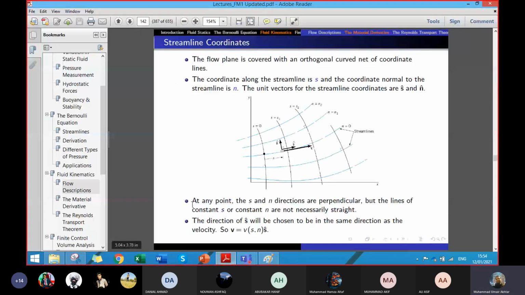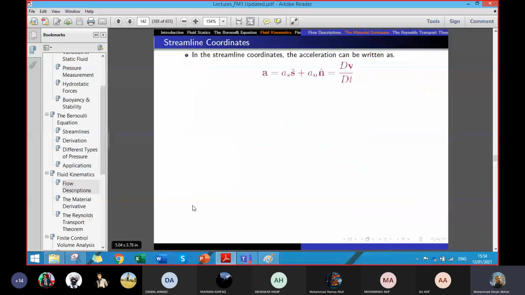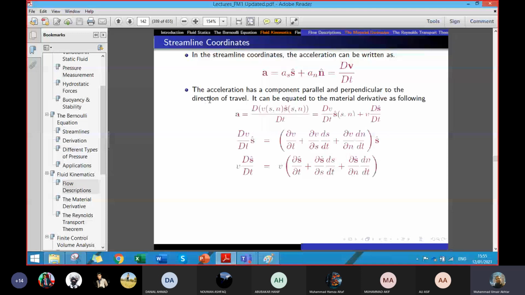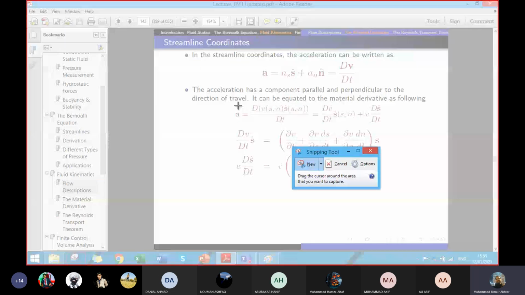So if we take the total derivative of the velocity field that is along the S and N directions, then we will have two components of acceleration as well. One component is along the streamline, and the other is along the normal. So the total acceleration in this case will be a_s plus a_n. And we can further discuss it in detail from this description.